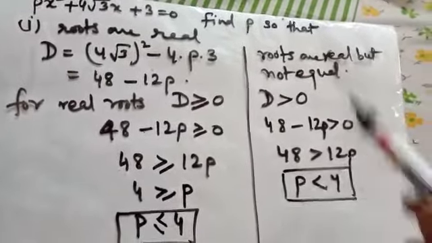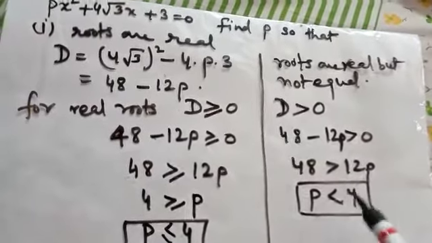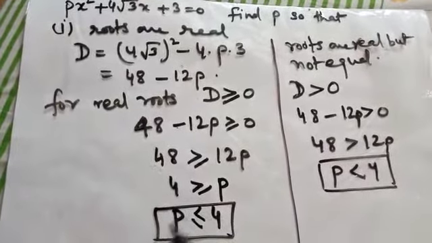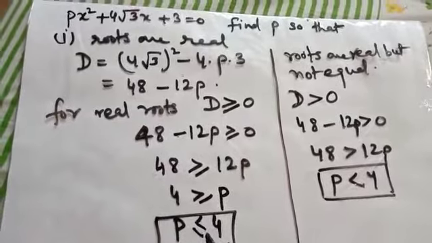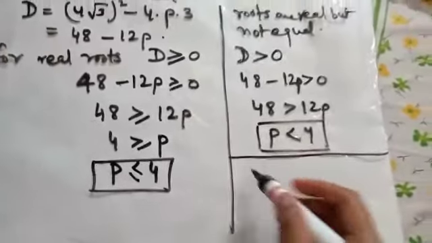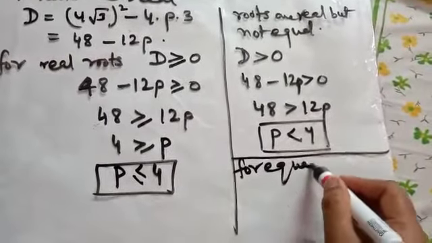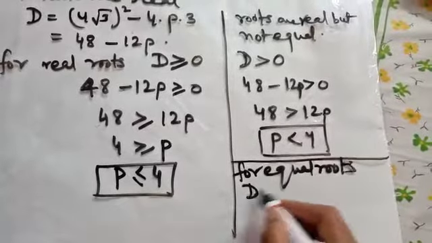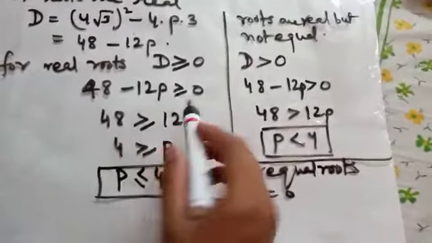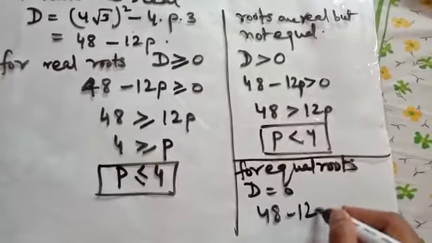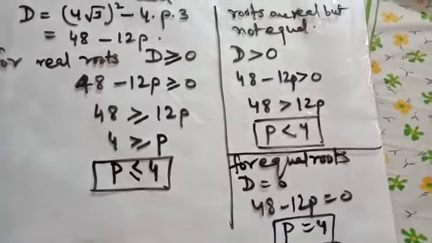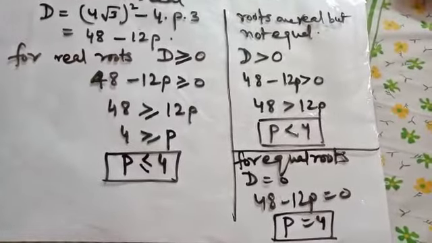Now roots are unequal if the value of p is less than 4, and roots are real, may be equal, may be not equal, if the value of p is less than or equal to 4. And when will the roots be equal? For equal roots, what will happen? The value of d should be 0. So how to find the value of p for d equal to 0? You'll just equate 48 minus 12p is equal to 0. So the value of p will be equal to 4. So if I equate p is equal to 4, then I'll get equal roots.